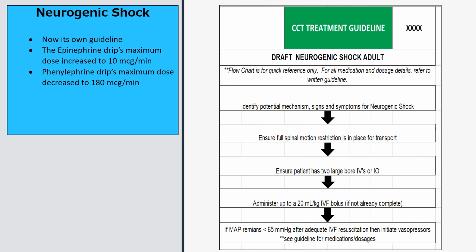Neurogenic shock now has its own guideline. The epinephrine drip's maximum dose has increased to 10 mics per minute. The phenylephrine drip's maximum dose has decreased to 180 mics a minute.